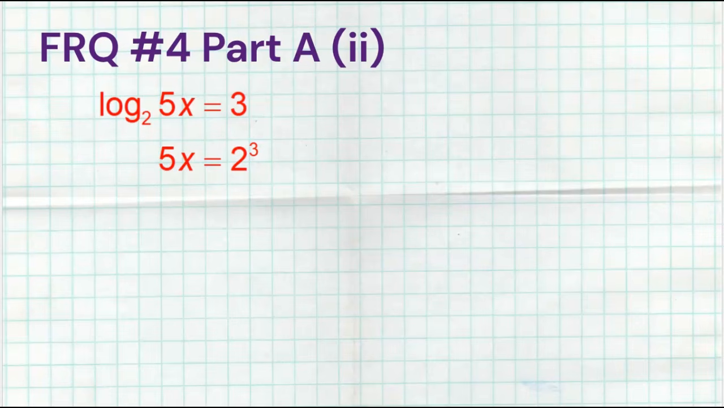Now, this is pretty simple, but everybody should know 2 to the 3rd is 8, and then we have to do a little bit of math, divide both sides by 5, and we get a final answer of 8/5. Really, really not too bad.